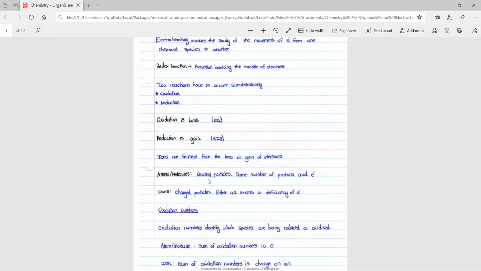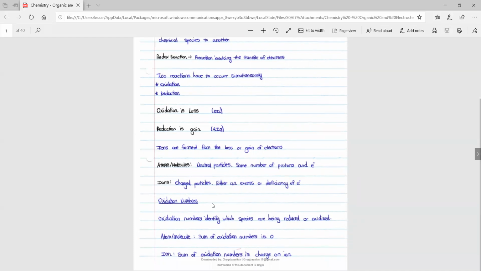So going back to what I said, they either have a positive charge because they've lost electrons, so they therefore have more protons than electrons, or they are negatively charged because they have gained electrons and therefore have more electrons than protons. So that's important to remember, the difference between atoms and molecules and ions. Atoms and molecules are neutral particles. Ions are charged particles.